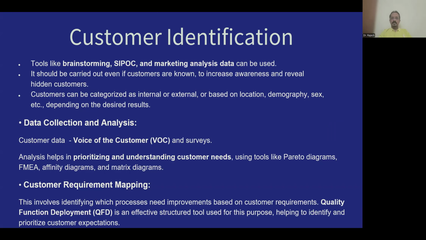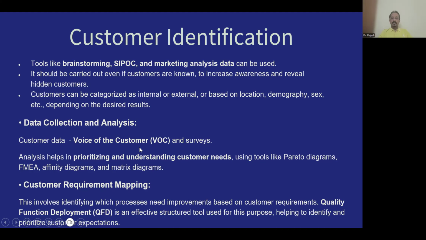Right, customer identification. We know very well, based on your problem, who your customer is. And from that, you do a brainstorming to identify your CPOC, and based on that we are going to work on this. See, the customer can be an internal or external customer. It is based on the location and on the demographic. We are doing all this activity.